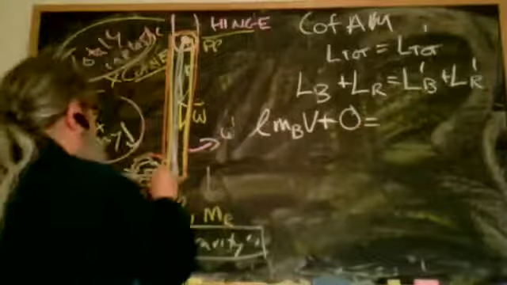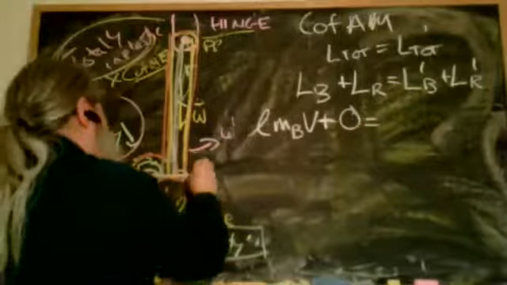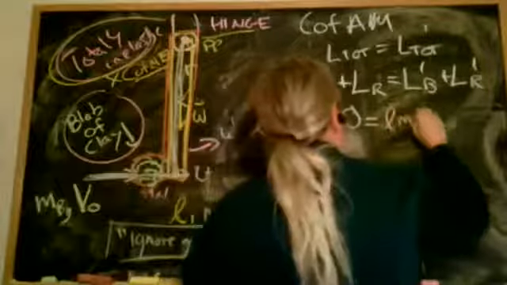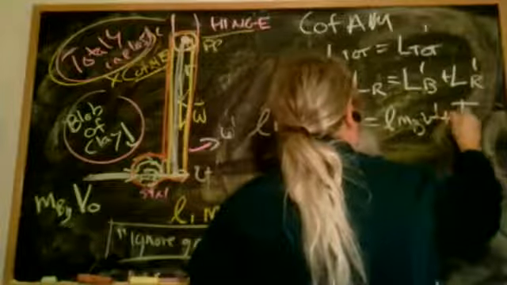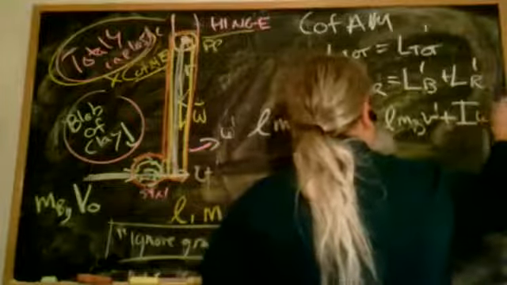And then that's equal to, well, we're swinging off. So at least at that instant, right after the impact, I've got a new velocity v prime. So that's just going to be equal to L times m_B times v prime plus I, which is the I for the rod, times omega prime, which is what we want.